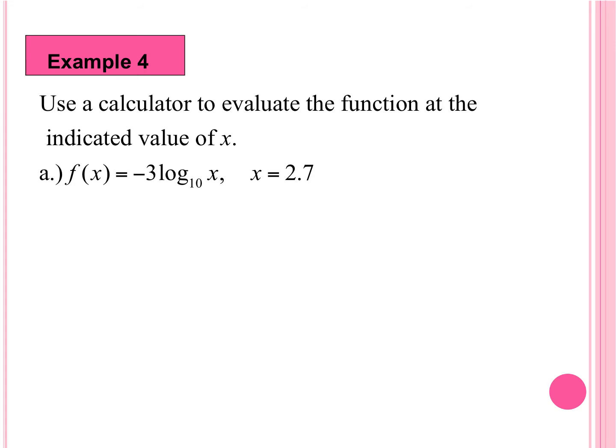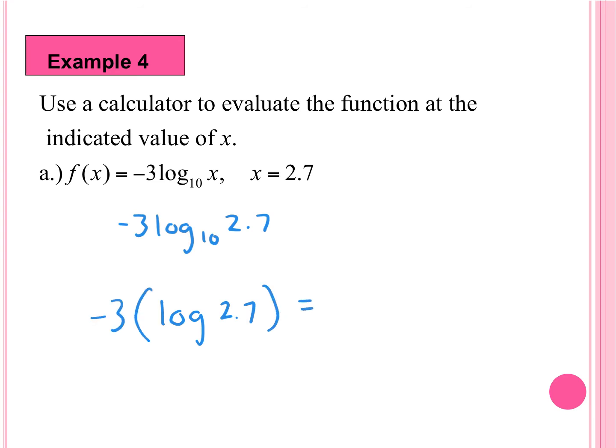All right, so here we have log base 10, so we can put this into our calculator. So we have -3 log base 10 of 2.7. So in your calculator, you would do log of 2.7 and then multiply this times -3. What do you get?